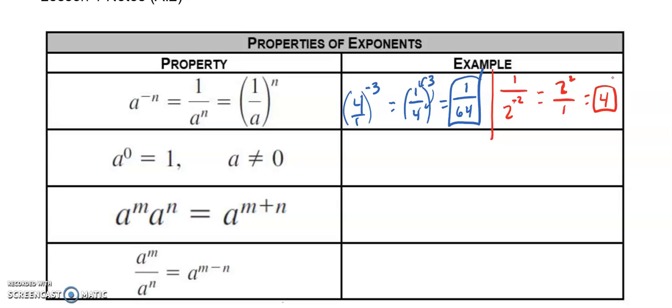Okay, next one, the zero exponent. So as long as your base is not 0, it could be any other number, positive or negative. If it's raised to the 0 power, then it is going to equal 1. So, 2 to the 0 power, that's equal to 1. There might be an expression, so it could be like 3 plus x squared to the 0 power. Well, that's equal to 1.